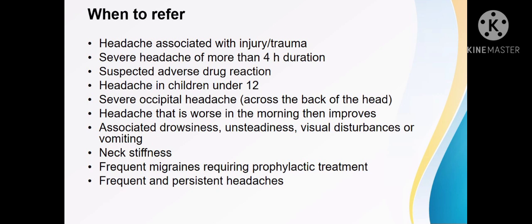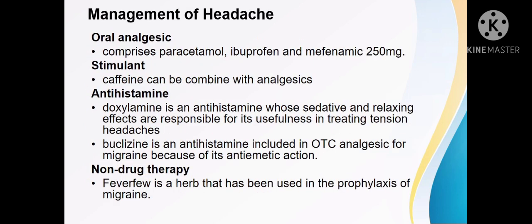For frequent migraines that require prophylactic treatment. When headache is frequent and persistent. How to manage headache. Oral analgesics comprising paracetamol, ibuprofen and mefenamic acid 250 mg dose are over-the-counter drugs that can be recommended by the pharmacist for headache.